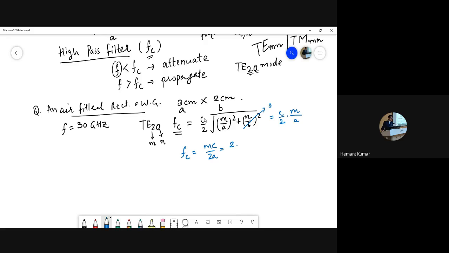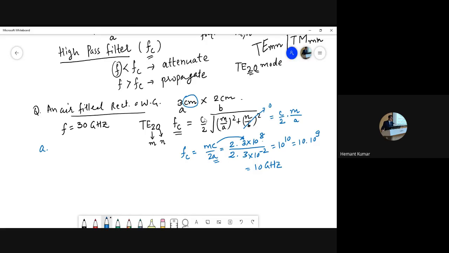m is equal to 2 and c is equal to 3 into 10 to power 8 meter per second, divided by 2 times a. Here the important thing is a. a is given in centimeter, so you need to convert it into meter, because c is also in meter. So write 3 into 10 to power minus 2 meter. If you solve this, you will get 10 to power 10 hertz. It is nothing but equal to 10 gigahertz.